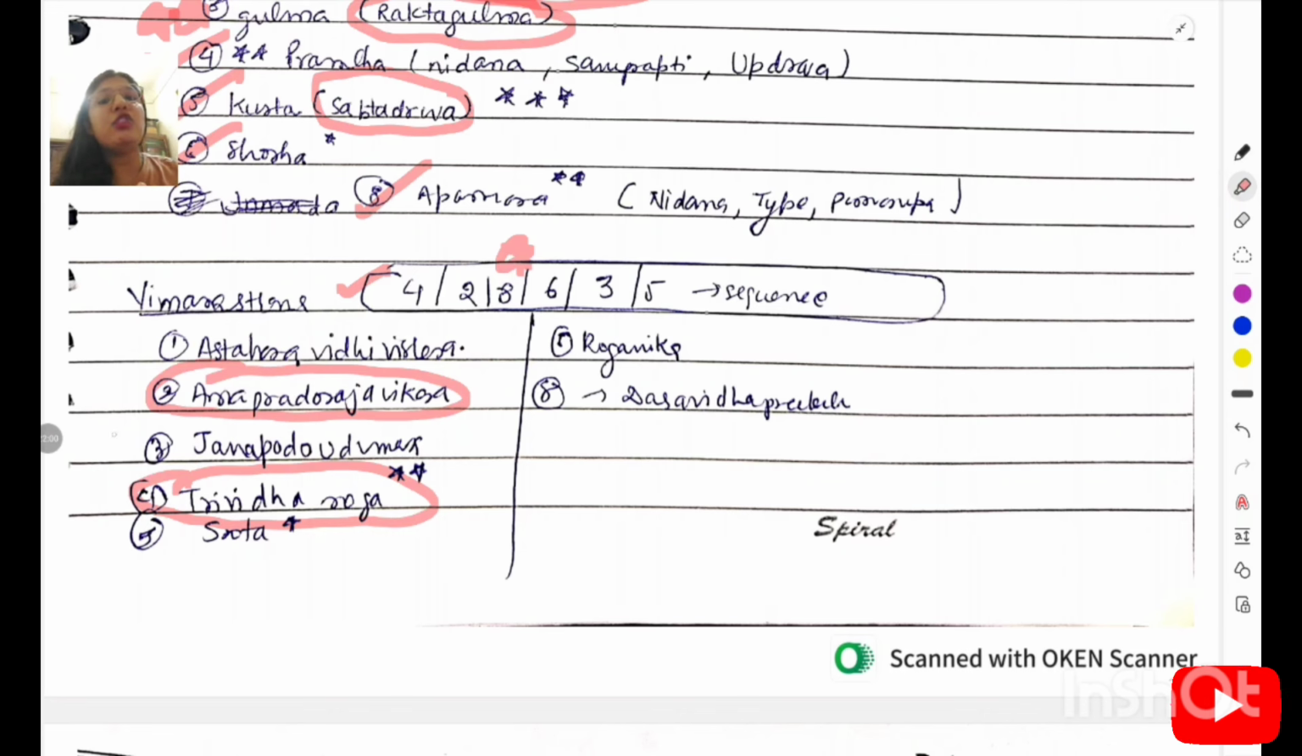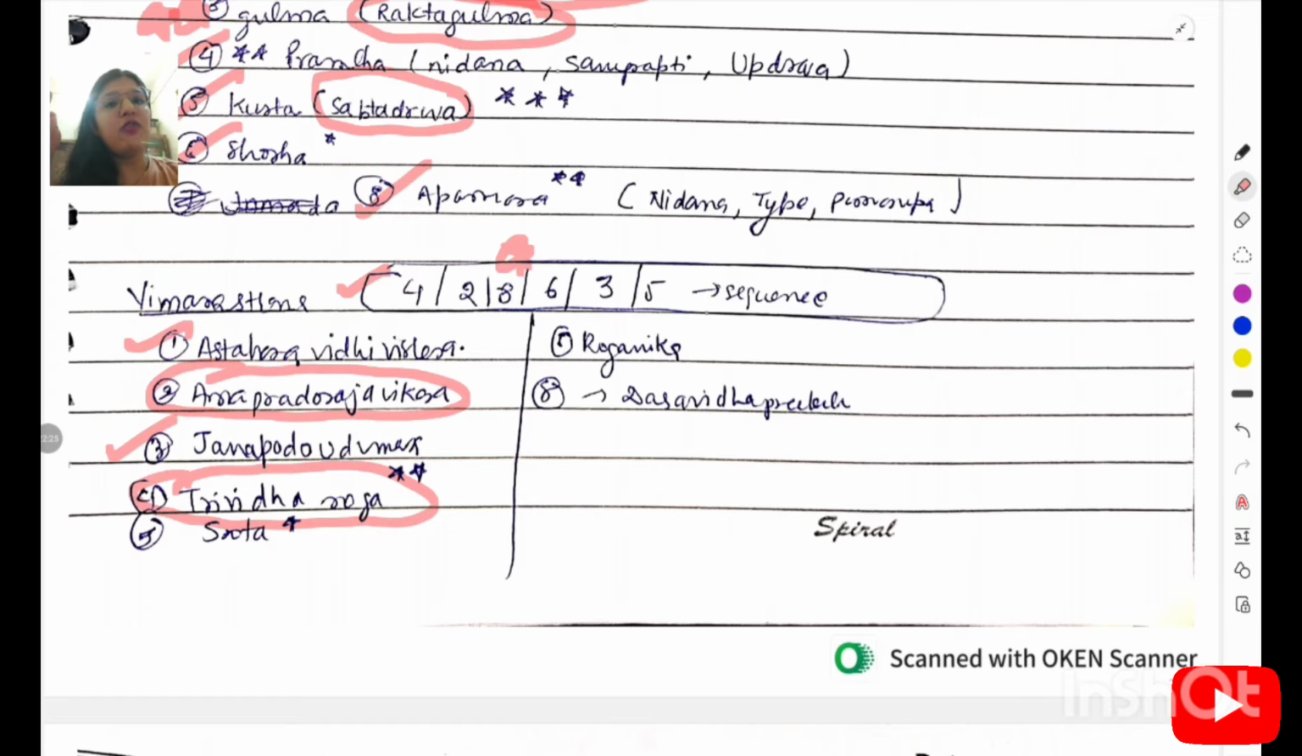The 3rd chapter is your Janapadoddhvamsa, you already studied it in your Nidana. The 5th chapter is your Srotas. Srotas is also important here, and you already studied the same things in your Nidana paper. Then your Ashta Ahara Vidhi Vishesha Ayatanani from the 1st chapter, a 10 marks question can come for it. So these are the important headings from the 1st chapter till the 8th chapter of the Vimana Sthana.